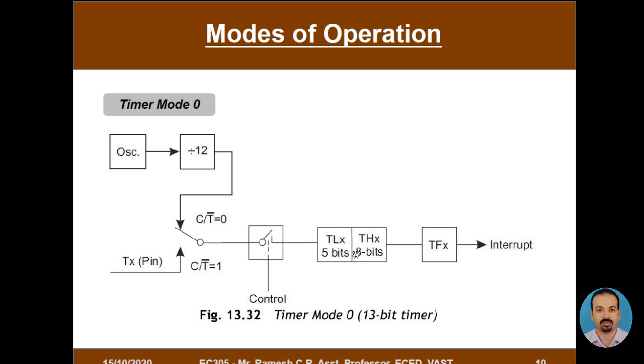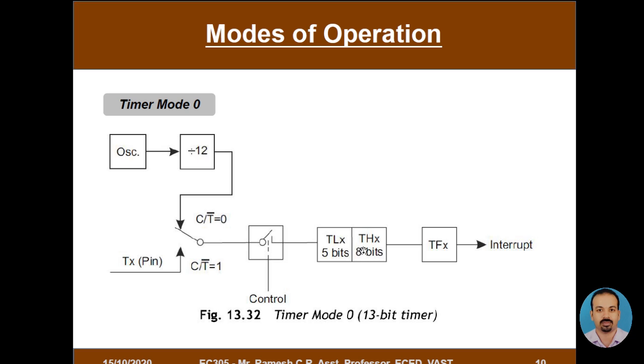So in effect, the frequency of the signal which enables the count value in THX to increment will be the oscillator frequency divided by 12 into 32. That is, if I am having 5 bits together, 2 raised to 5 is 32. Okay, so 12 into 32, that is 384 times. So the oscillator frequency is reduced by 384 times, and that frequency is used for incrementing the count that is stored in the THX register.